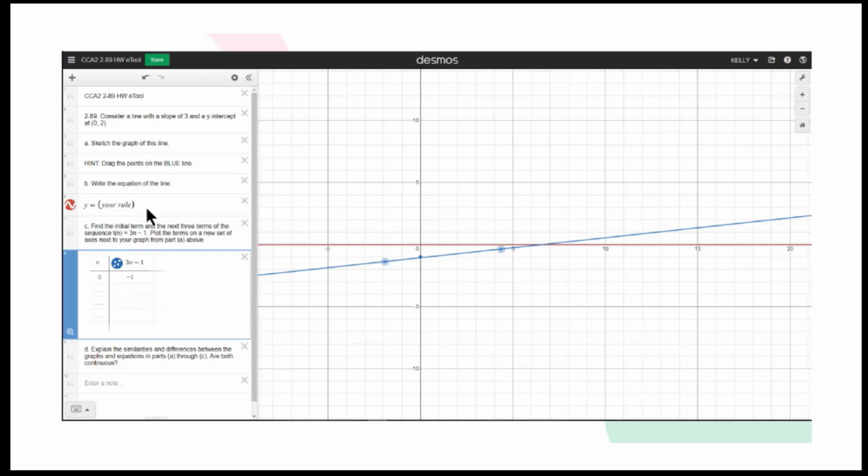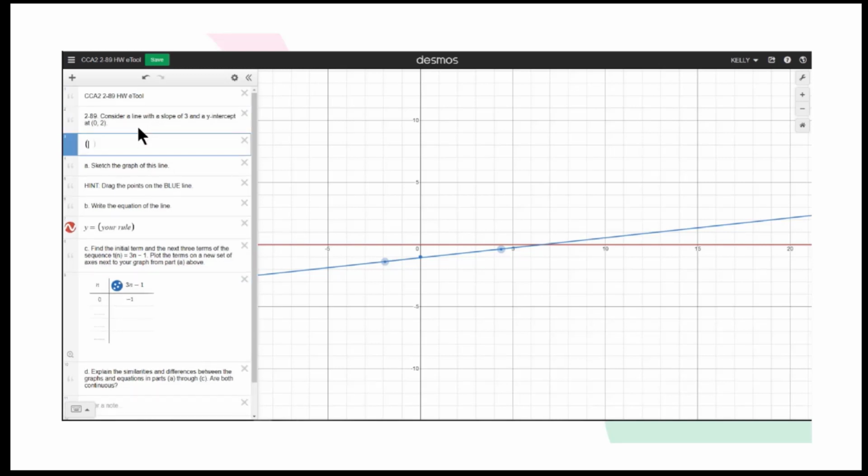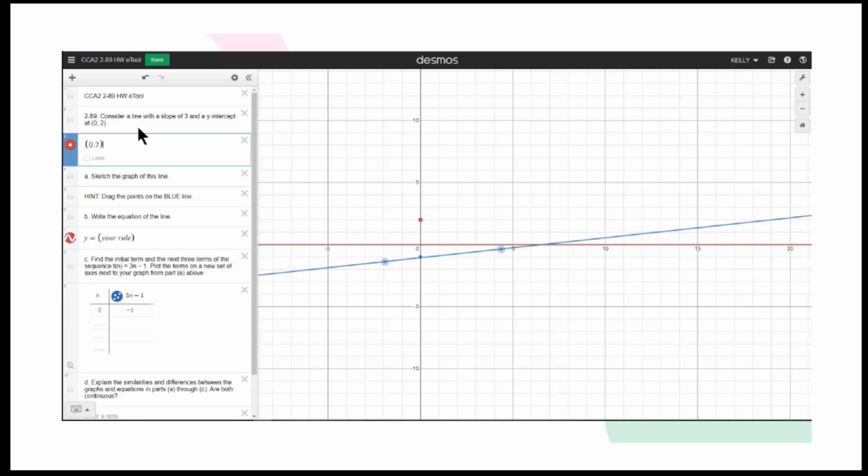Okay, on 2-89, it says consider a line with a slope of 3 and a y-intercept of (0, 2). So I'm also going to plot the point (0, 2), so we have that on our diagram. And I'm going to label it as the y-intercept.